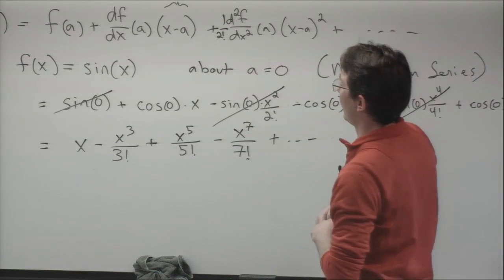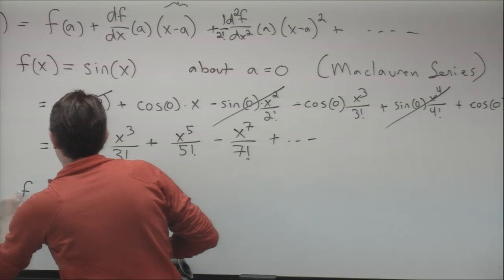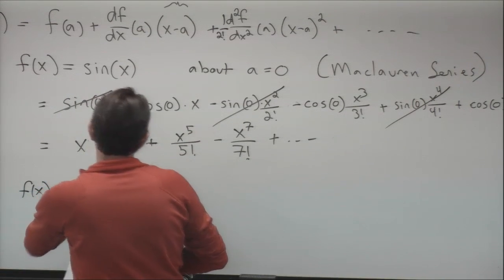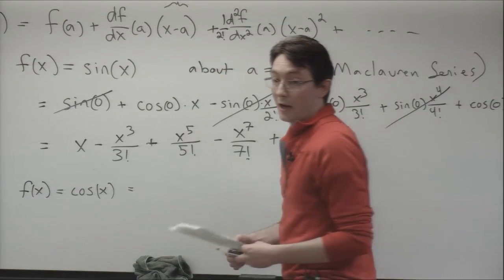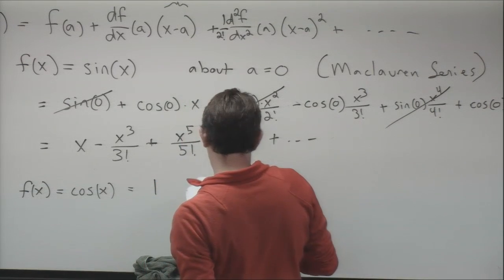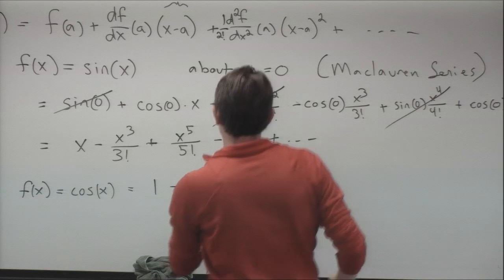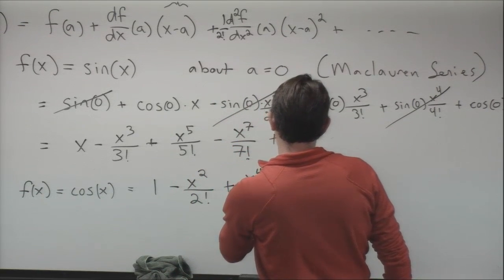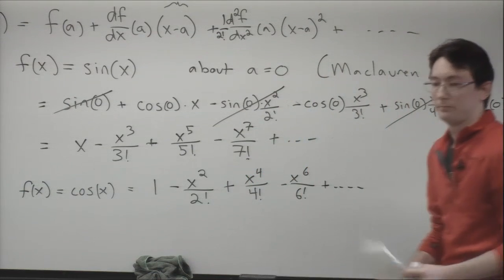Any idea what f of x equals cos x equals? It's all of the even terms that we forgot. So this is kind of an exercise you can do. This should be 1, I think, minus x squared over 2 factorial plus x to the 4th over 4 factorial minus x to the 6th over 6 factorial and dot, dot, dot.